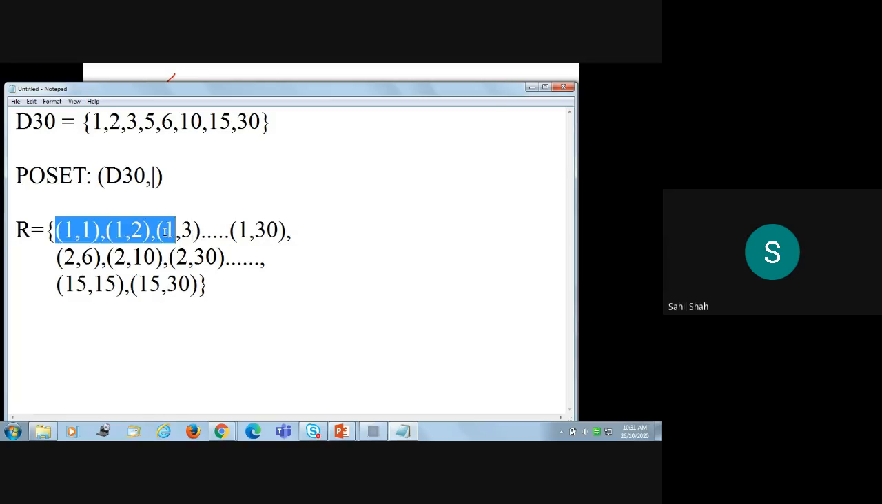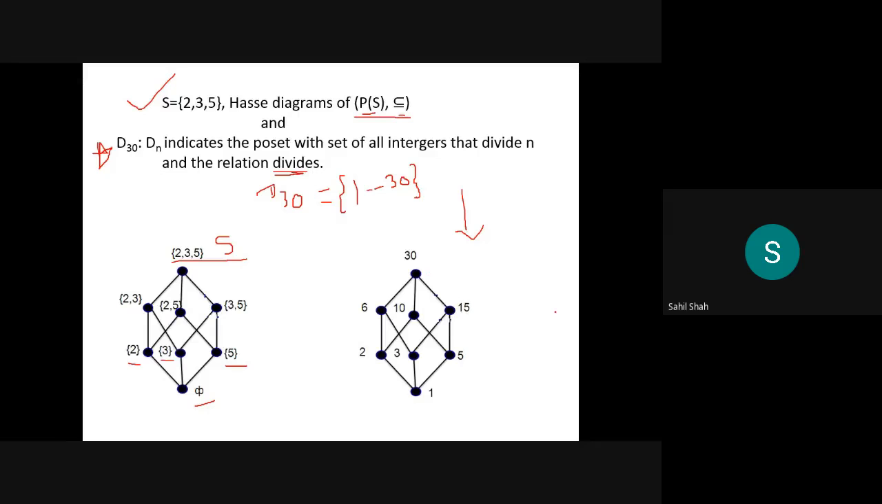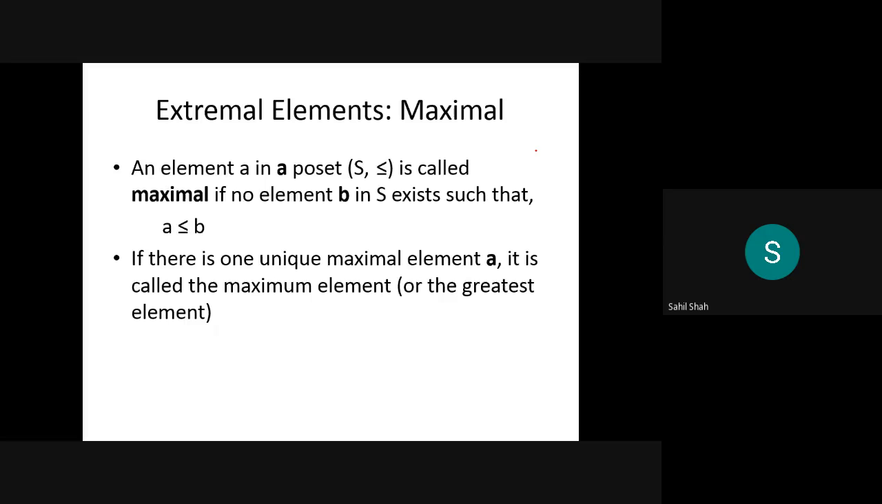So for this relation, we are drawing the hasse diagram. What is the hasse diagram? This one. D30 is indicating the set of integers which are dividing 30. In general, if it is given Dn, it will indicate the set of all integers that divide that particular n. I hope I am clear. And this is today's point of discussion. Up till now, you have learned many things, and we are now going to play with all the diagrams that we have studied so far.